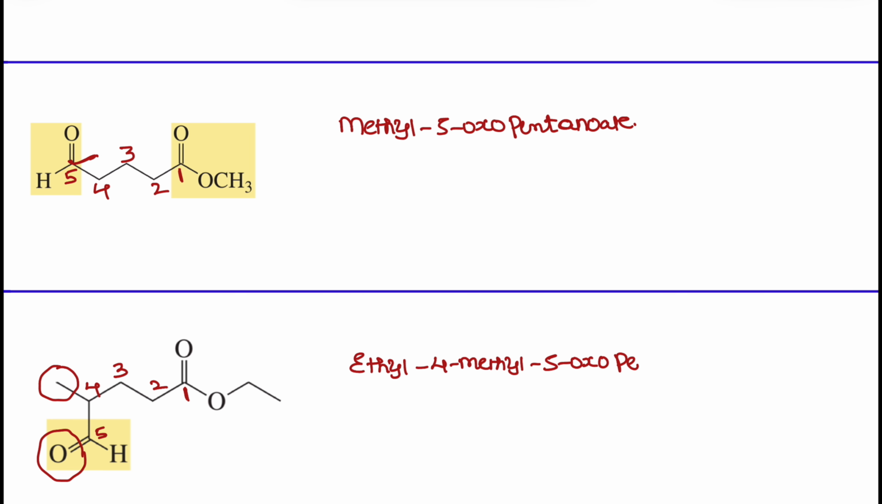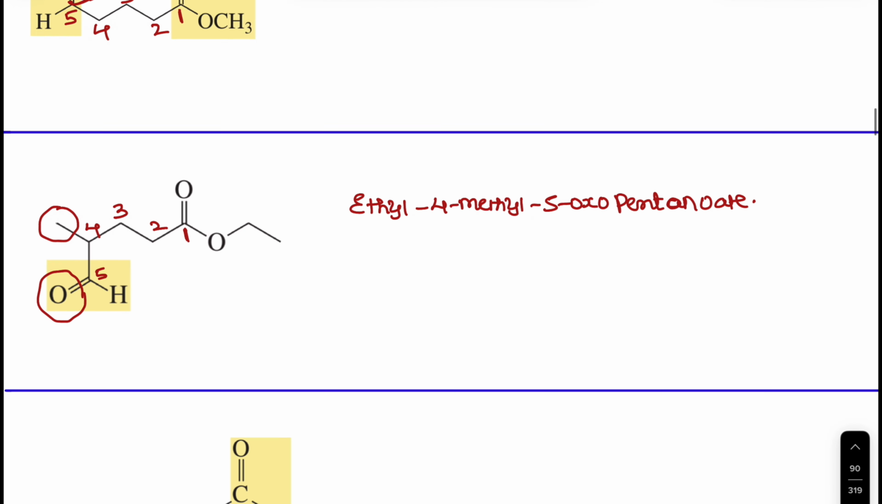Root word is pent. All carbon-carbon bonds are single bonds, and it is ester functional group. So pentane, oate, pentanoate. So here this is the first carbon, second carbon, third carbon, fourth carbon, and fifth carbon. There is no prefix, there is no substituent. It is a primary suffix. Here it is a secondary suffix.